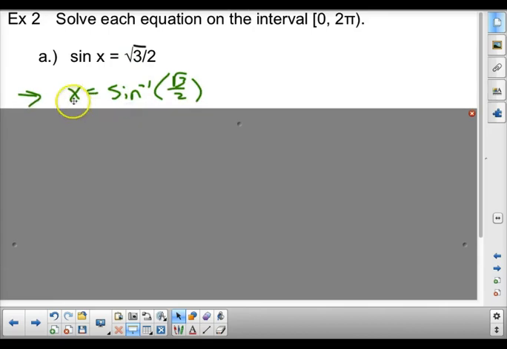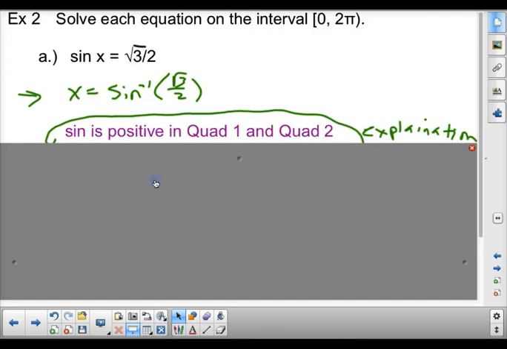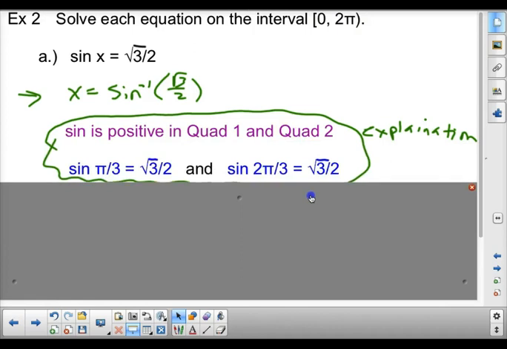So I'm going to think to myself, x is equal to the inverse sine of the square root of 3 over 2, which really means I'm looking for the theta, or the angle, that is going to give me a ratio of the square root of 3 over 2. It's a positive angle, so on the interval from 0 to 2 pi, sine is positive in quadrants 1 and 2. So those are the only quadrants I have to look in.